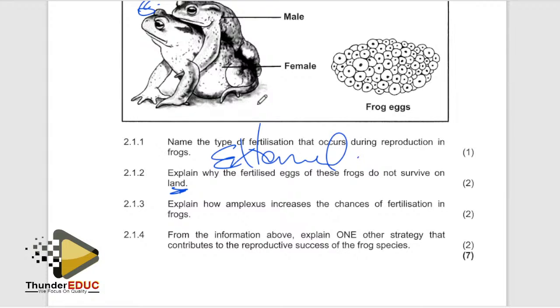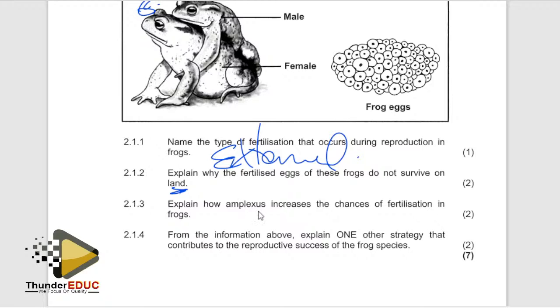So their membrane is just a simple membrane. Therefore, this reproduction is found in water. You understand? So that they don't dry up. The moment they go on land, they dry up. So they don't have a protective layer, or you can say they don't have a shell to prevent dehydration, or to prevent desiccation.